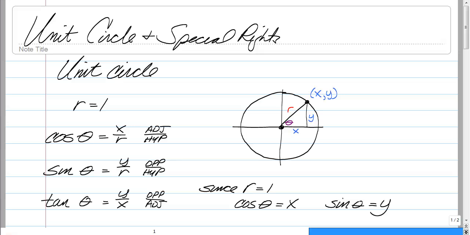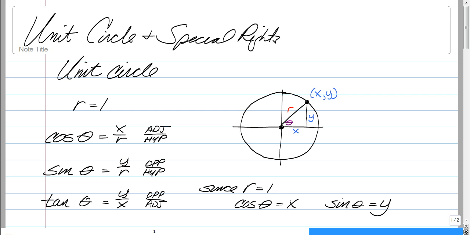So here goes your introduction to the unit circle with special right triangles. One thing you need to know is that the unit circle's radius is always 1. And you know that sine, cosine, and tangent, SOHCAHTOA: sine is opposite over hypotenuse, cosine is adjacent over hypotenuse, and tangent is opposite over adjacent.